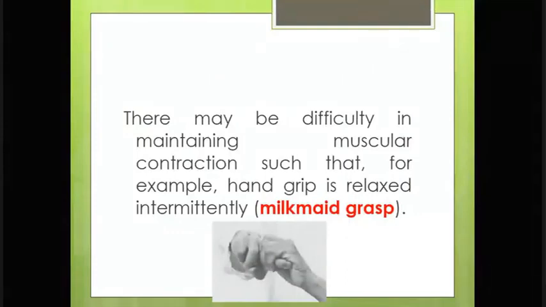Milkmaid grasp is a good maneuver to elicit chorea in mild to moderate cases. In severe cases, everything is clear, no need for that. There may be difficulty in maintaining muscular contraction. This is a rule in chorea, such that, for example, hand grip is relaxed intermittently. So ask the patient to grasp your finger, and he intermittently relaxes and contracts your fingers.